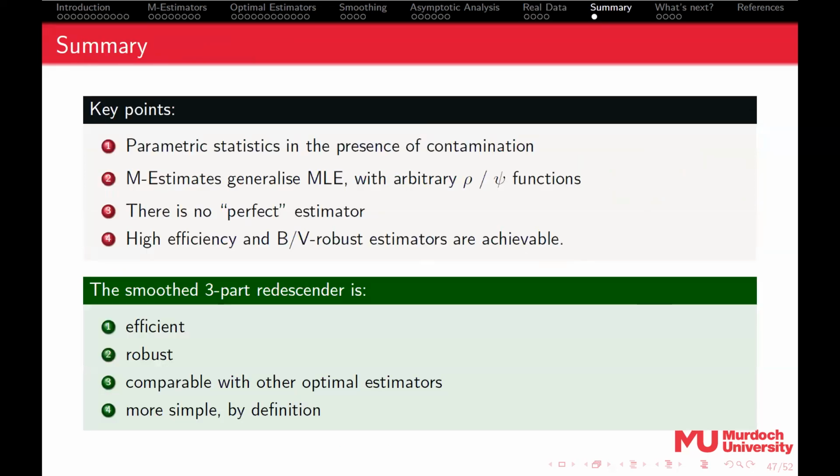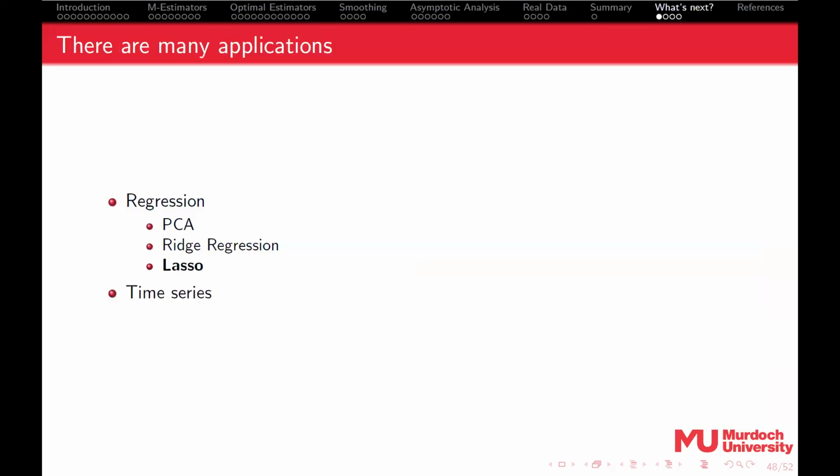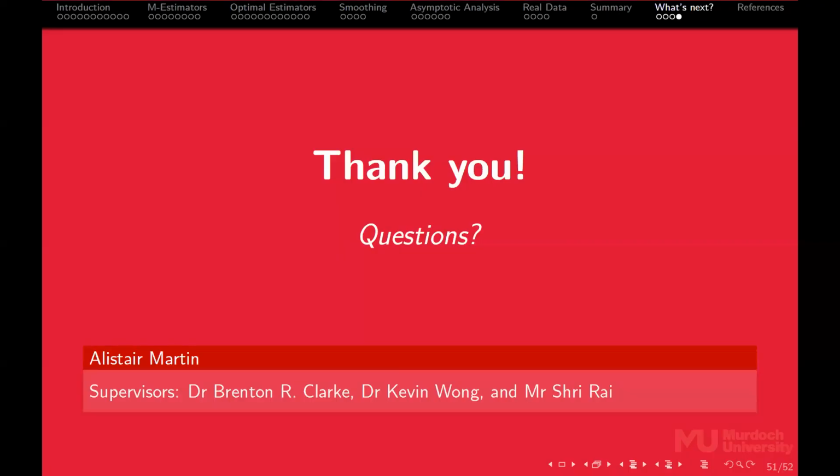Okay, so in summary, we want to continue to use parametric statistics, but know that there can be contamination. There's no perfect estimator, but we can achieve high efficiency at robust estimates at the same time. And we've efficient, robust, comparable with our optimal by definition. Do have applications, but I'll skip over that and I will wrap up even a bit quicker.